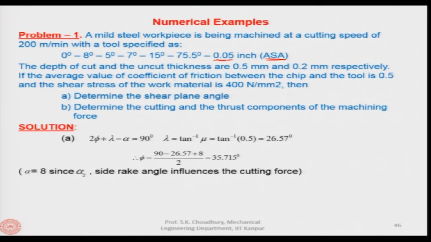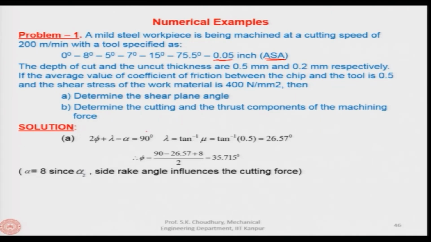If the average value of coefficient of friction between the chip and the tool is given to be 0.5, and the shear stress of the work material is 400 Newton per millimeter square, then determine the shear plane angle and determine the cutting and the thrust component of the machining force.